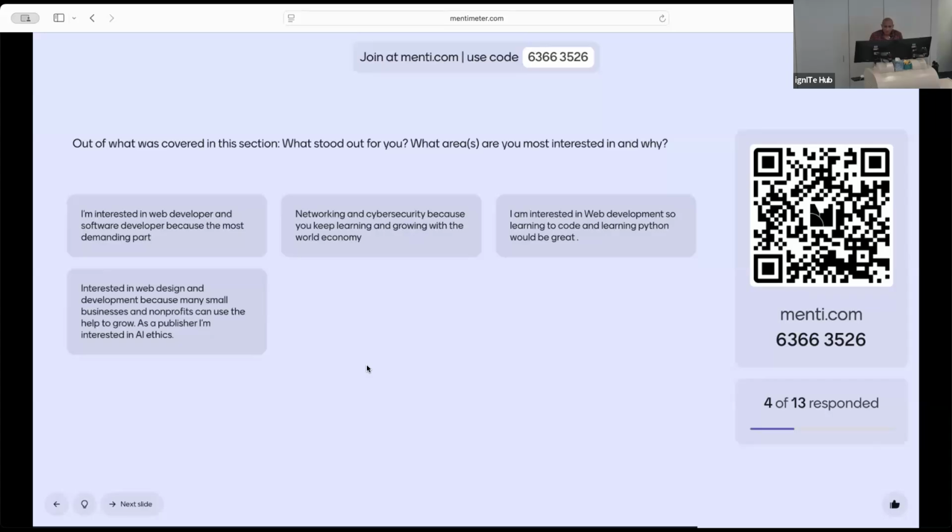Very good. Interested in web design and development because many small businesses and nonprofits can use the help to grow. Absolutely. As a publisher, I'm interested in AI ethics.